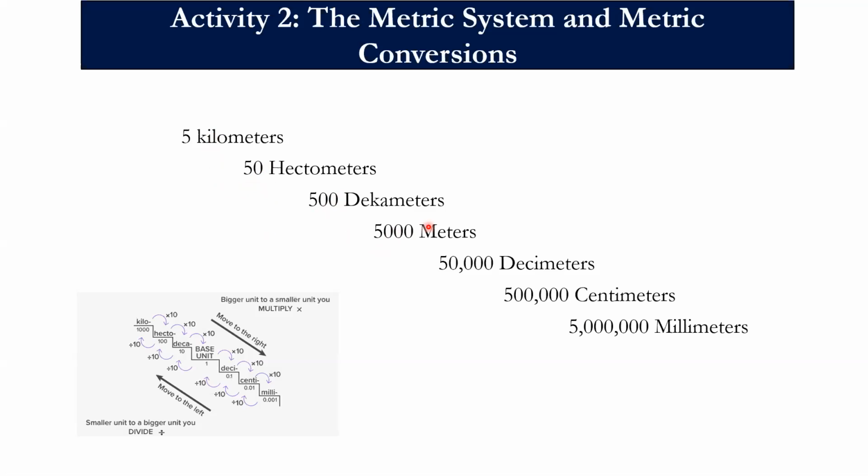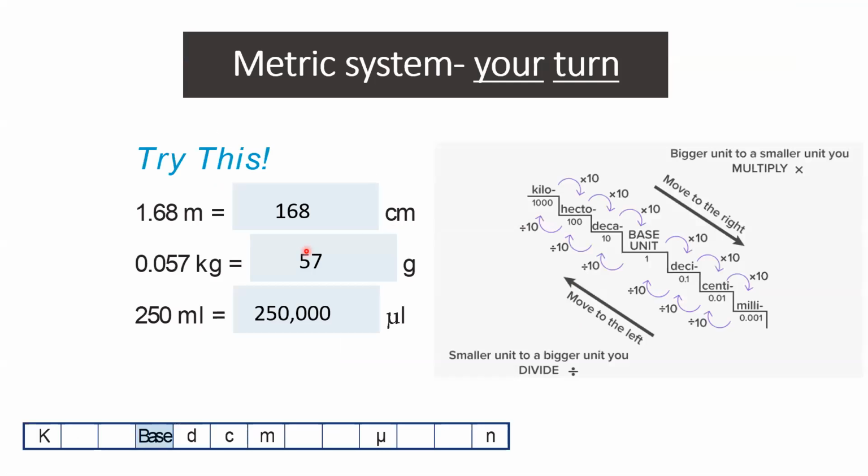If you have 5,000 meters and you want to convert that to millimeters, you have to times by 1,000. So 5,000 times 10 times 10 times 10. So 5,000 meters is 5 million millimeters. Yeah. And that's basically how I do it. Like I said, I probably take a lot of shortcuts here, but it works.